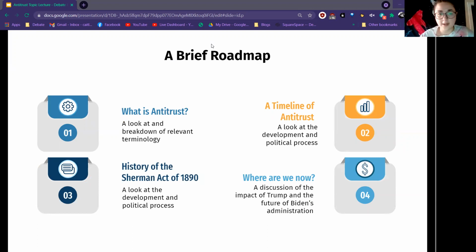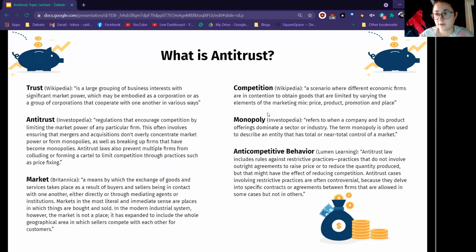And then finally, we'll end the conversation on a discussion of where we are now, the impact of Trump's administration, as well as different platforms and how they exist. And then also a discussion of how Biden has changed things, what the potential future of this topic looks like, and different potential issues that may arise through the passage of different things.